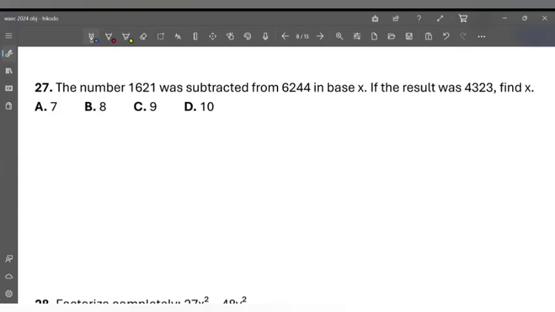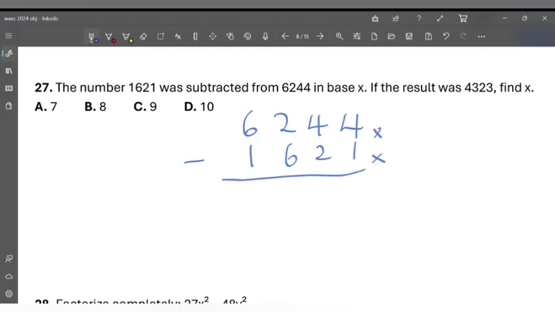So let's go. We are told that they subtracted 1621 from 6244, all in base x, and they got 4323. Now, all I need to do is to subtract. Let me perform the subtraction operation, and I'll be able to see when it is time to borrow. Then you will know which base they are working in.